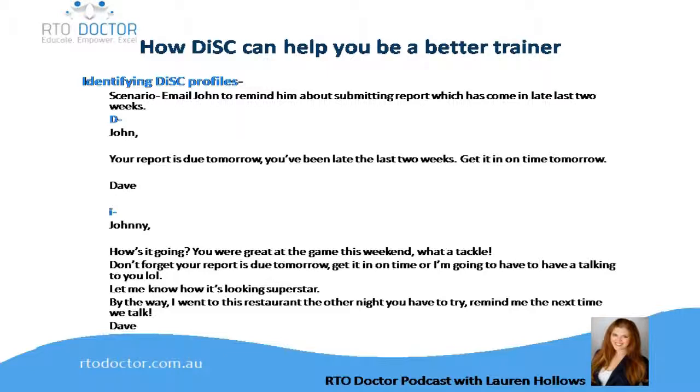So if we look at the scenario, Dave has to email John to remind him about submitting a report, which has come in late for the last 2 weeks. The types of emails that you might get from a D, as we said, are going to be very, very direct, going to get straight to the point. So an email or an instruction will sound something like this. "John, your report is due tomorrow. You've been late the last 2 weeks. Get it in on time tomorrow." May be interpreted as a little bit aggressive or short if it's done in an email. If it's done in person, that tone might not come through as much, but the message will be very quick, direct, to the point.